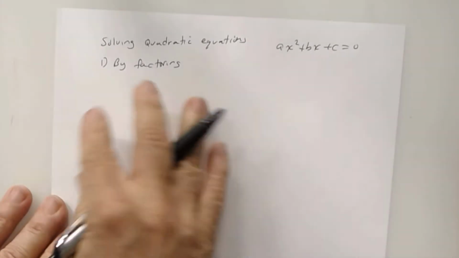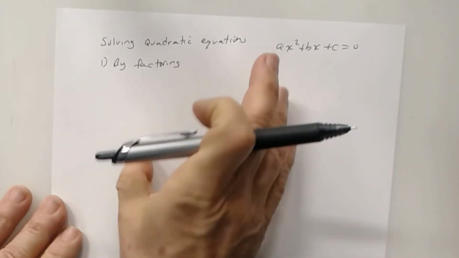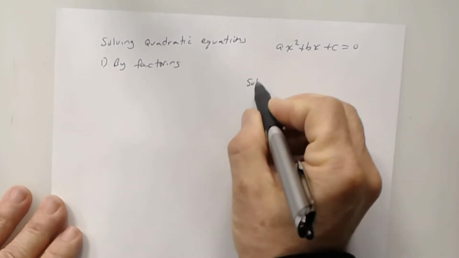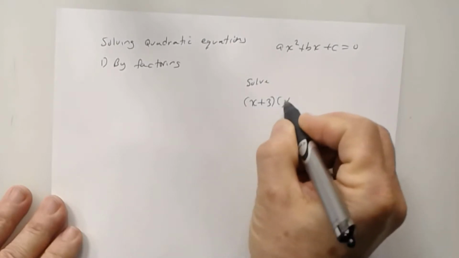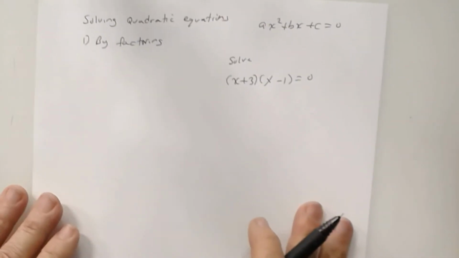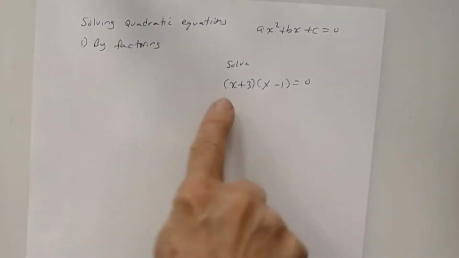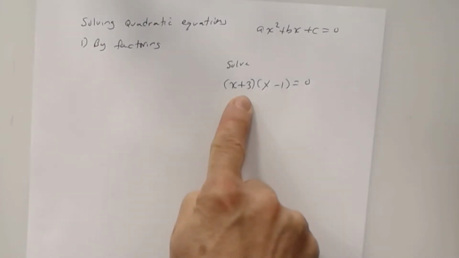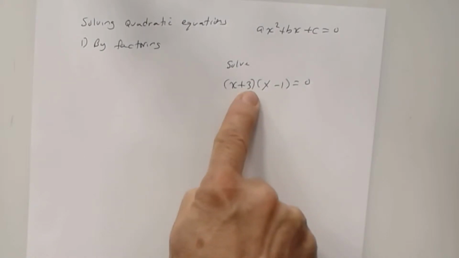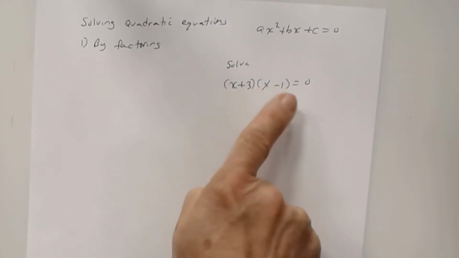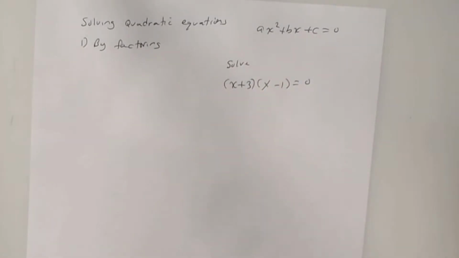But the idea about factoring is this. You're going to do some stuff, and it's going to look like this: x plus 3 times x minus 1 equals 0. Now, what I have here is in factored form, because you see factors. x plus 3 is a factor, just like you did the LCD earlier, and x minus 1 is a factor. And what operation am I doing with them? Multiplication. And I want that product to be what number? 0.